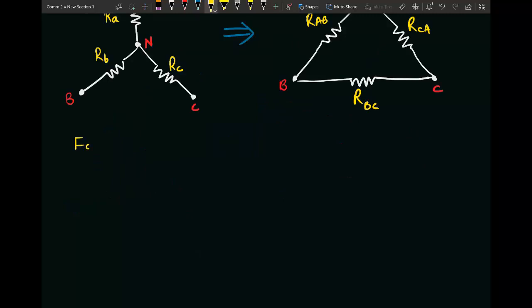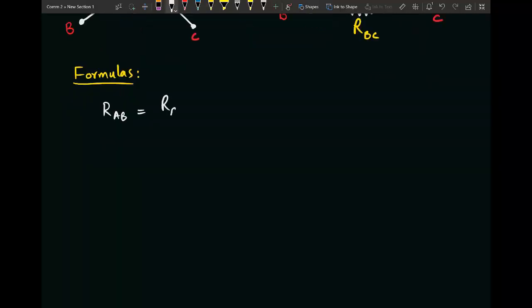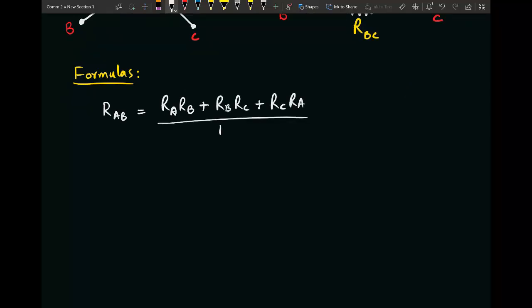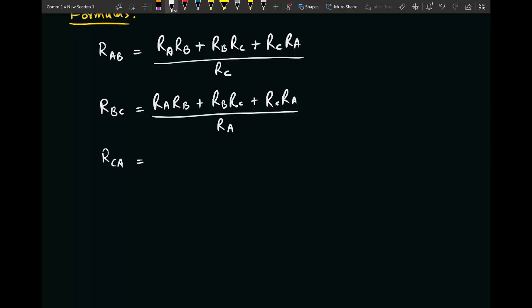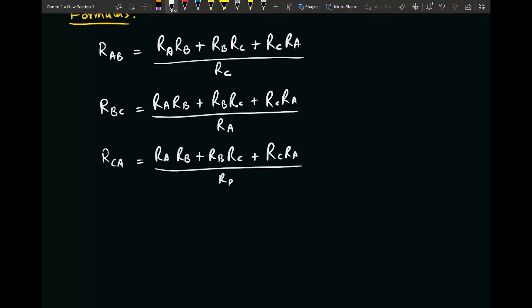Let us write the formulas for converting star resistances into delta resistances one by one. It is to be noted that the numerator of all the resistances is the same, only the denominator changes.